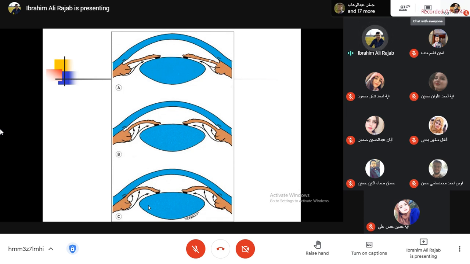But if for any reason he goes outside to an environment which has light, the pupil will constrict reactively to the light.